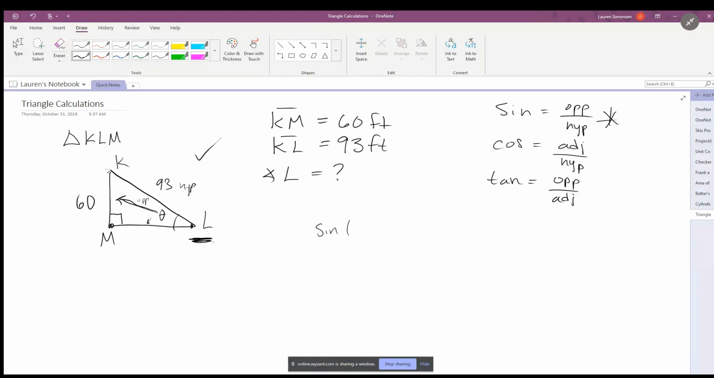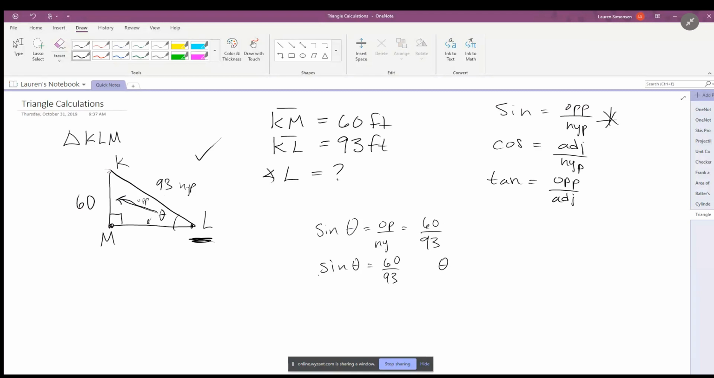Let's write out our expression. Sine of theta is equal to opposite over hypotenuse. So that is equal to the opposite value, which is 60 feet, divided by the hypotenuse value, which is 93 feet. So here's our expression. Sine of theta is equal to 60 over 93. Now we need to find theta.